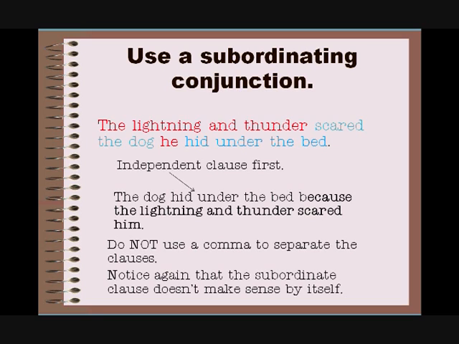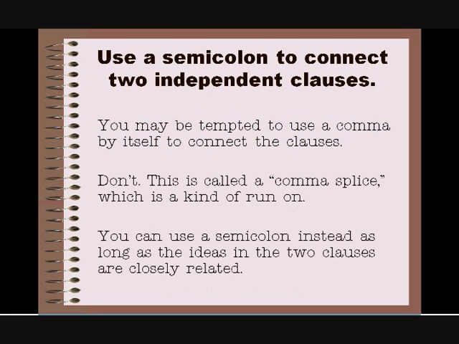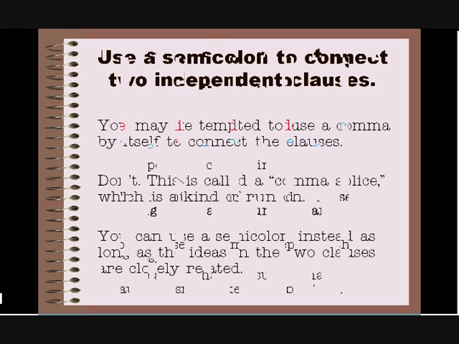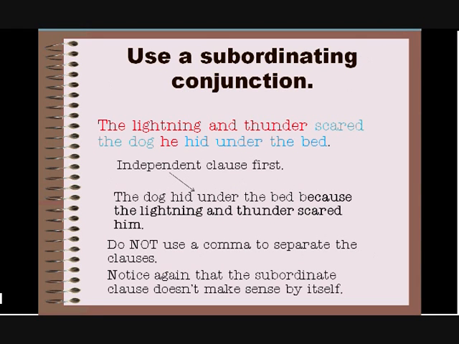so now when you have it this way, if you have the independent clause go first, the part that makes sense by itself, before the half that doesn't, which is the subordinate clause, you do not use a comma between them, and notice that the bolded part, the subordinate clause, does not make sense by itself. So then also you have what's called a semicolon, and you can use those to connect two independent clauses. If we go back, you notice this sentence at the top, the lightning and thunder scared the dog is a sentence. He hid under the bed is a sentence. Both of those are independent clauses the way that they're written up there.